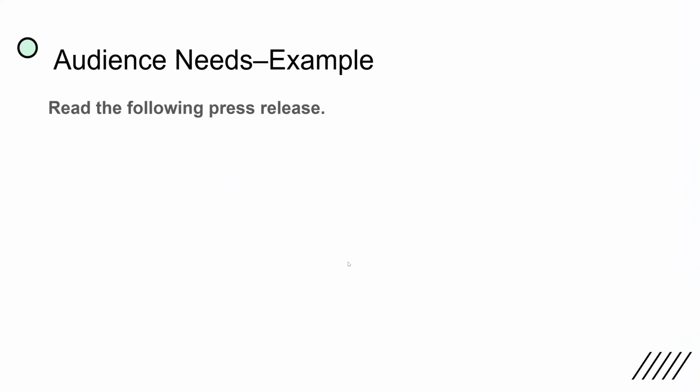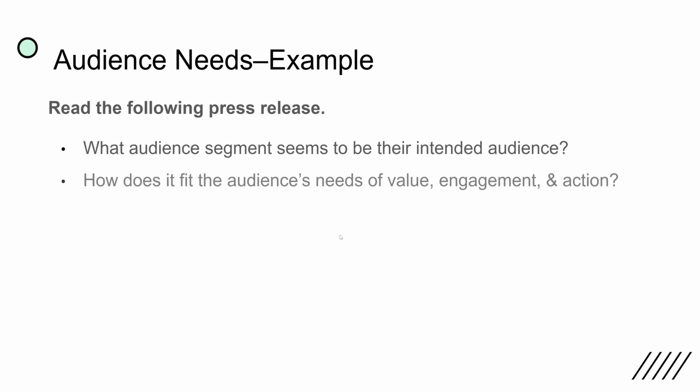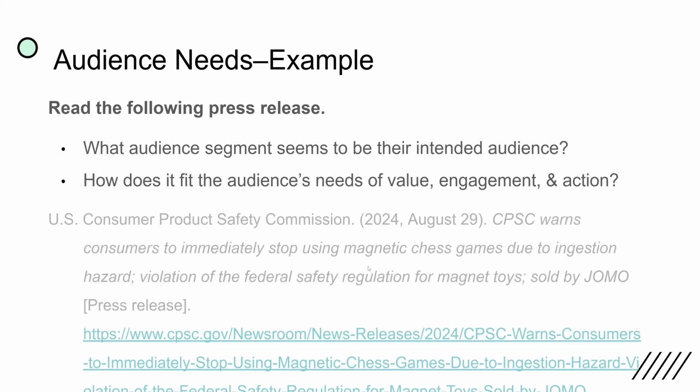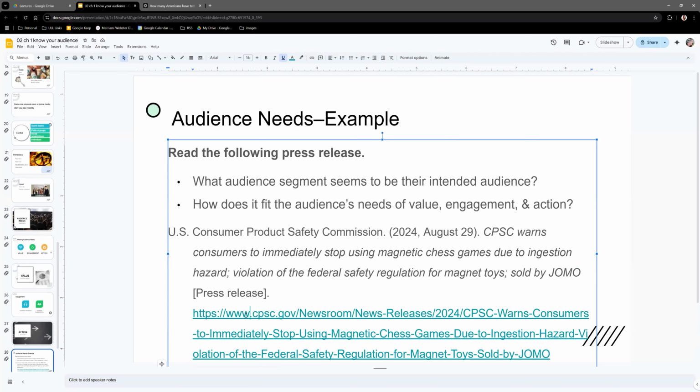So let's take a look at this press release and figure out what kind of audience needs we have. So, what audience segment seems to be their intended audience? And how does it fit the audience's needs of value, engagement, and action? So, we can see this is from the US Product Safety Commission, and they are warning people about these magnetic chess games that are hazardous. So we can tell that because we can read the title right here. But let's go ahead and open this press release and check out our options.